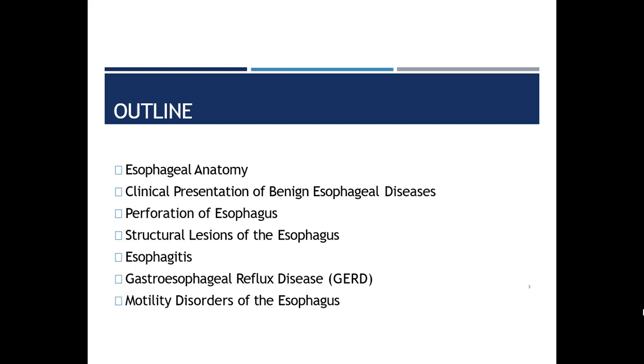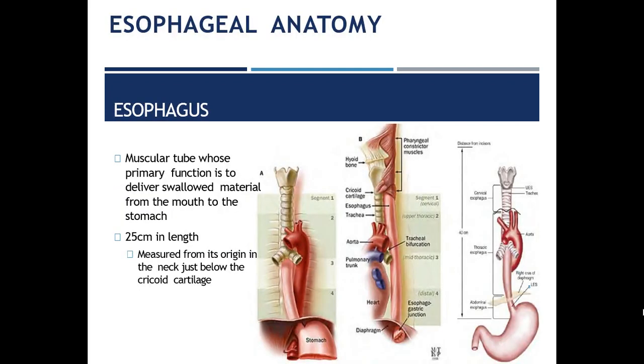diseases, and second is carcinoma, because carcinoma is a big topic. Now, we have to go through esophageal anatomy, presentation of benign esophageal disorders, perforation of the esophagus, structural lesions of the esophagus, esophagitis, and very important GERD and motility disorders. Now, esophagus is a muscular tube.